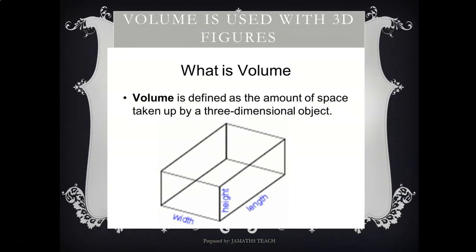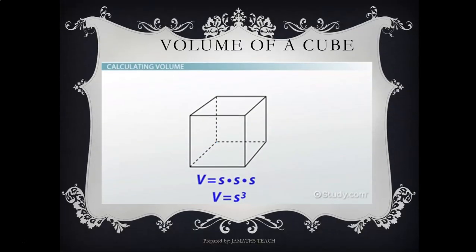Volume is used with 3D figures. What is volume? It is defined as the amount of space taken up by a three-dimensional object. As you can see right here, we have a prism. The volume of a cube. Now a cube is made up of square faces, and we know that the sides of a square are all the same length. So for the cube, all the lengths are the same. So the volume of a cube is the side cubed, meaning that you are multiplying by that side 3 times. S by S by S.